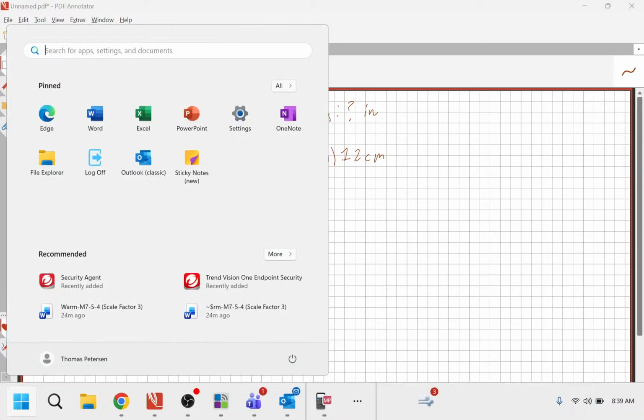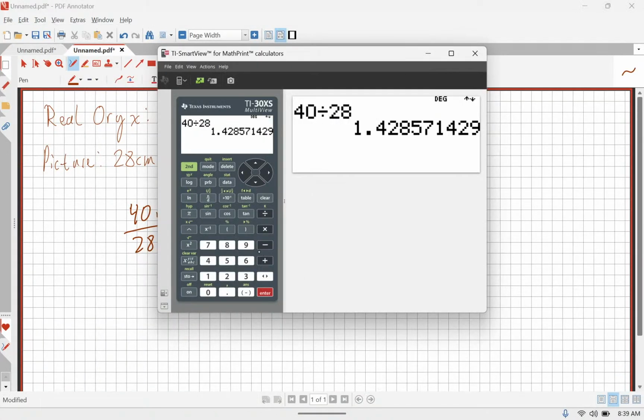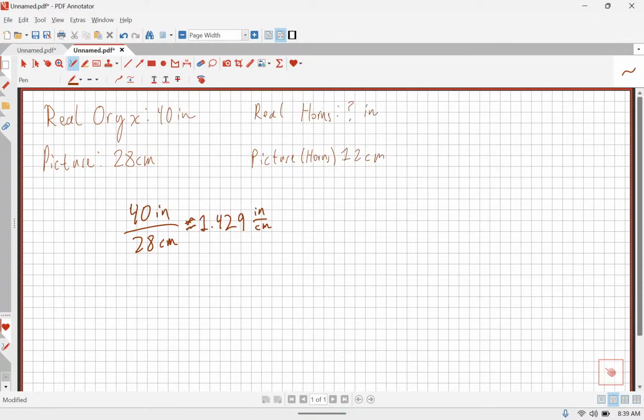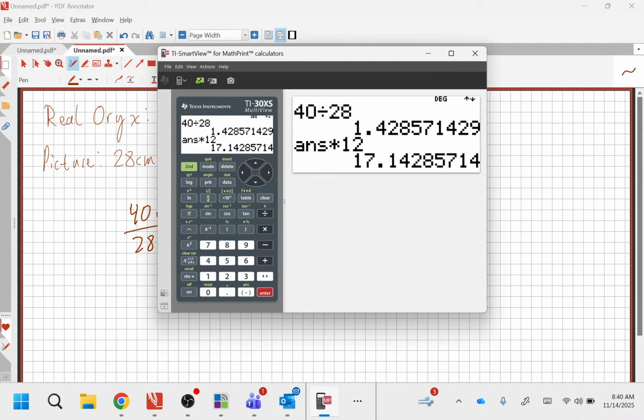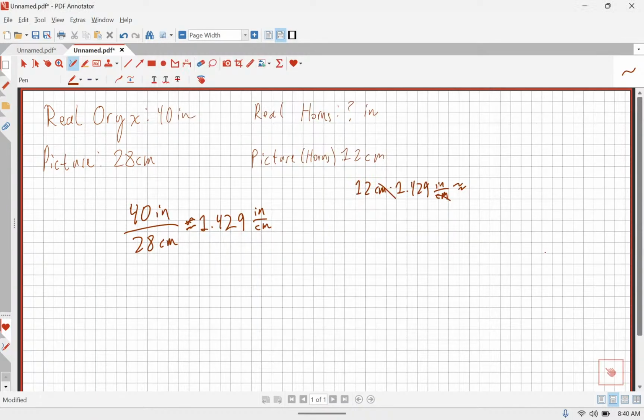Yeah, and you know what? I'm just going to jam that whole number in there times 12. Hopefully it'll come out a nicer number. Not really, but it's about 17.143. So if you do 12 centimeters times 1.429 inches per centimeter, the centimeters divide out, and you wind up getting something in the neighborhood of 17.143 inches. That's how long his horns would be.